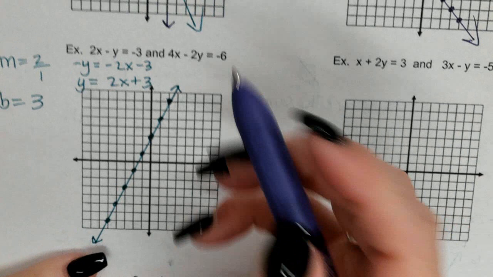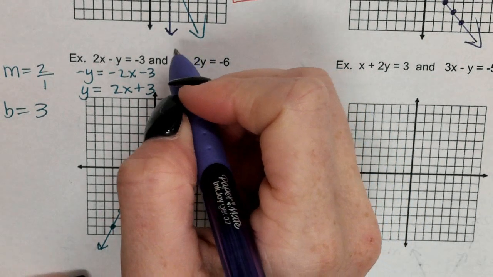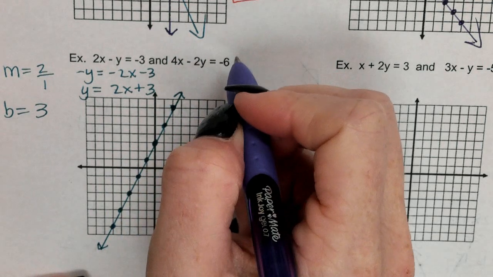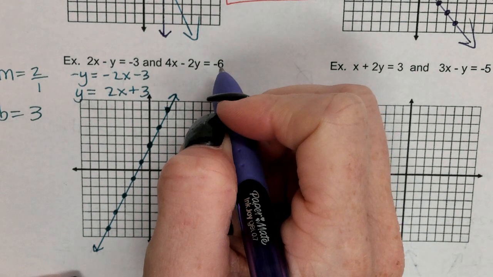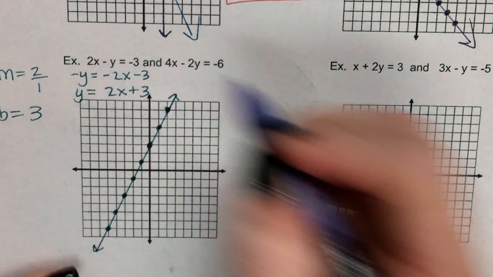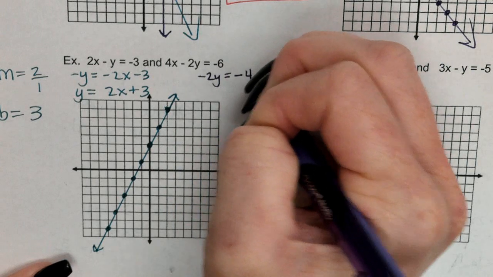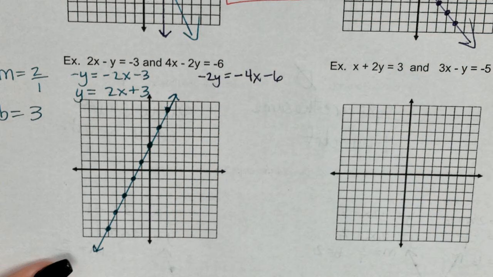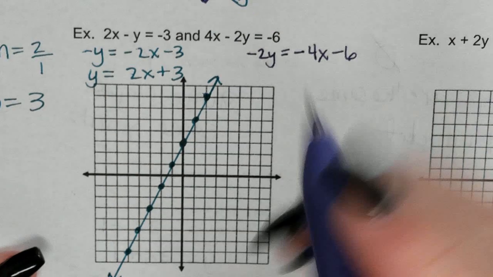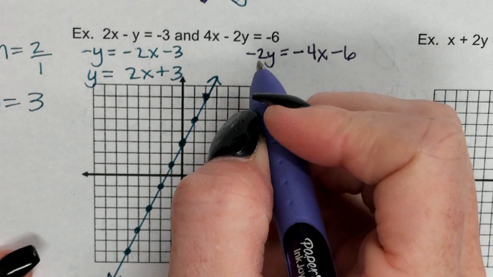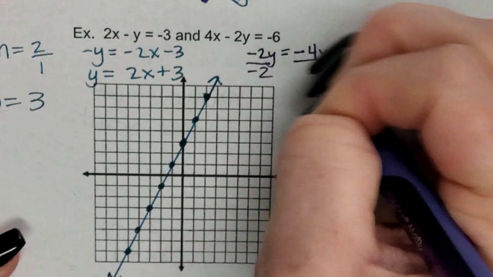Okay, let's move to the second one. The first thing I need to do is rearrange. So I'm going to move this 4x to this side by doing what? Minus 4x. So I have negative 2y equals negative 4x minus 6. Okay, how do I get rid of this negative 2? Divide everything by negative 2.